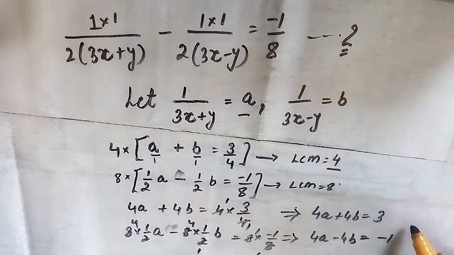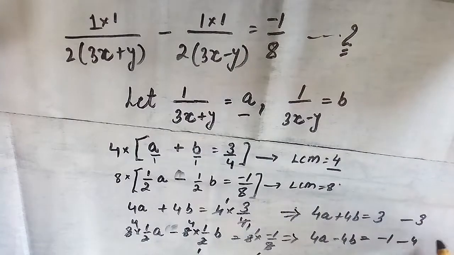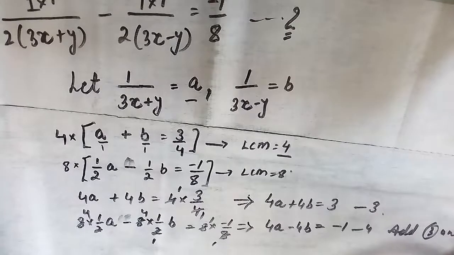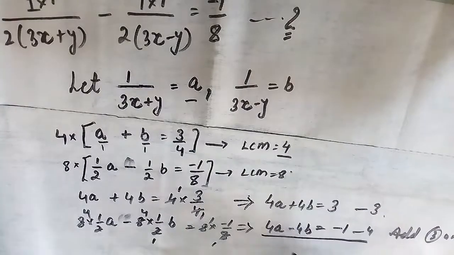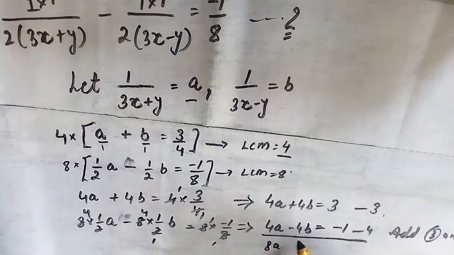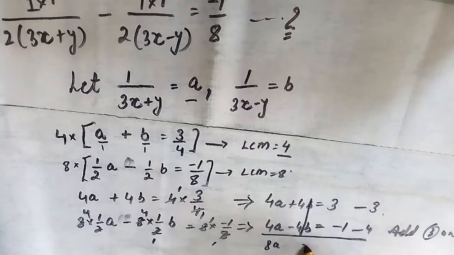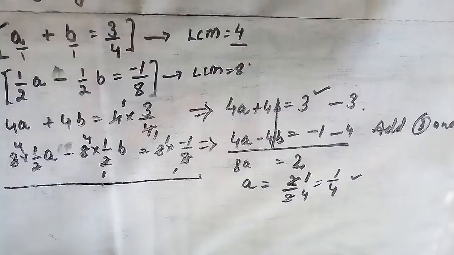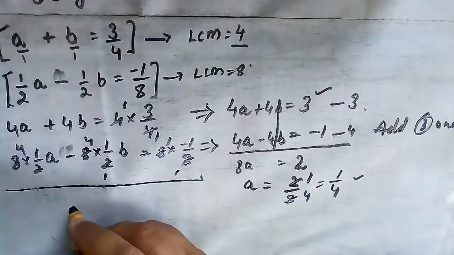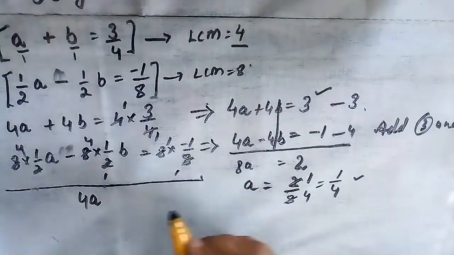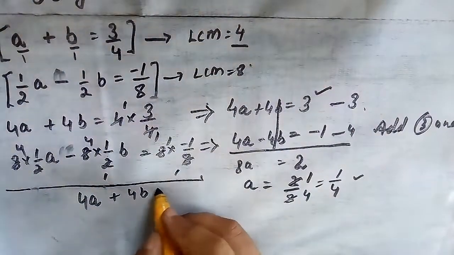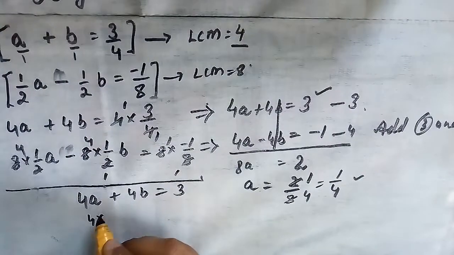So you can check that the coefficients of a are equal, and the coefficients of b are equal but the signs are opposite. So let us add them, naming them 3 and 4. So 4a plus 4a will be 8a, and 4b minus 4b will be 0, equals 3 minus 1, which is 2. So the value of a is 1 upon 4. In the same way, replace the value of a in equation number 3, that is 4a plus 4b equals 3.